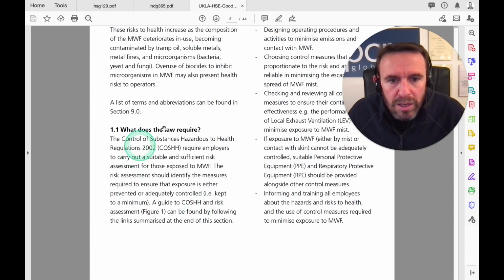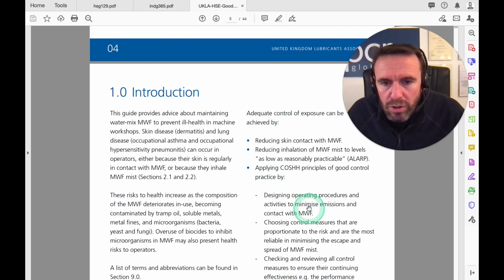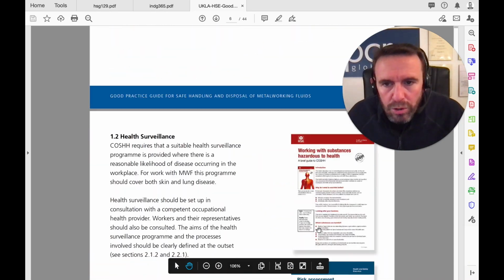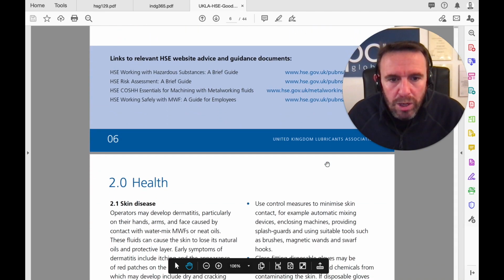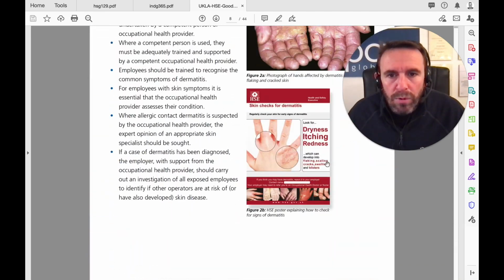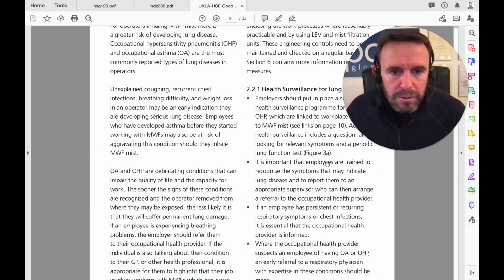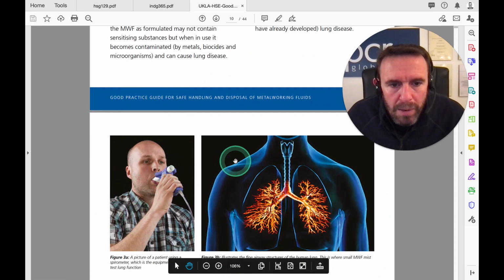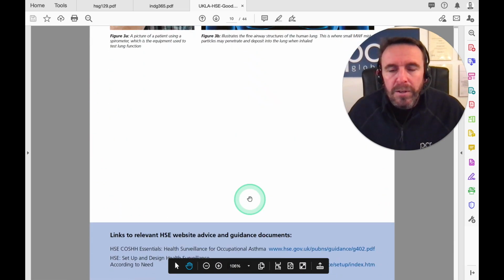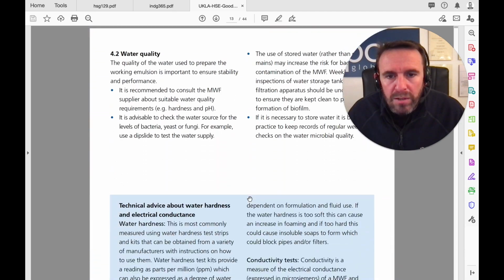Really good document. It talks about the risk assessment in here. It talks about reducing skin contact, choosing control measures, gives reference to the other documents, gives reference to the risk assessment documents. Really worth looking at. Get some posters up around the workplace, give that information out. Occupational asthma, debilitating conditions. Here it shows some health surveillance, the type that may be required. Lung function tests, storage. There is one area I want to get to here.